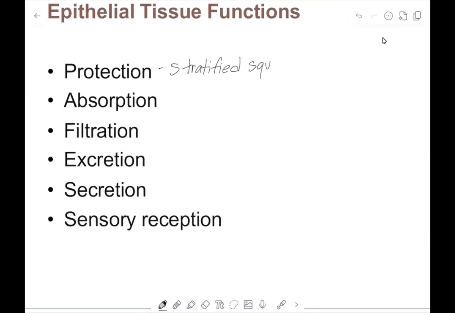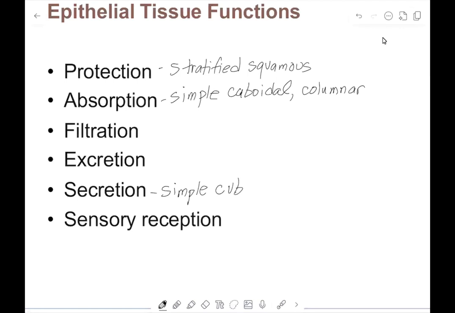We have stratified squamous. For absorption and secretion, we have cells that are only one layer thick, which is why we use simple. So we have simple cuboidal, which means it's essentially shaped like a cube, as well as simple columnar. And that's the same thing for secretion. So it's almost like secretion is the opposite of absorption. So we have simple cuboidal and simple columnar as well.